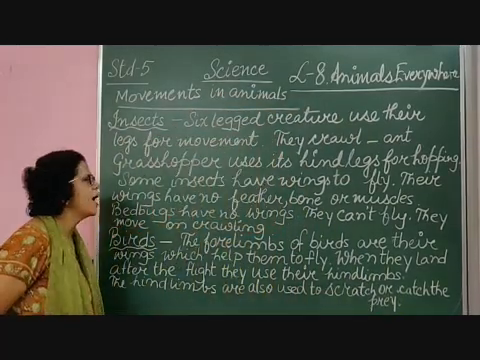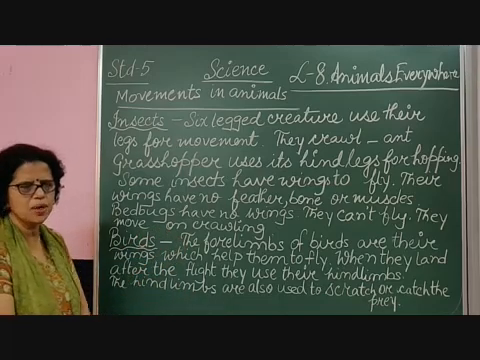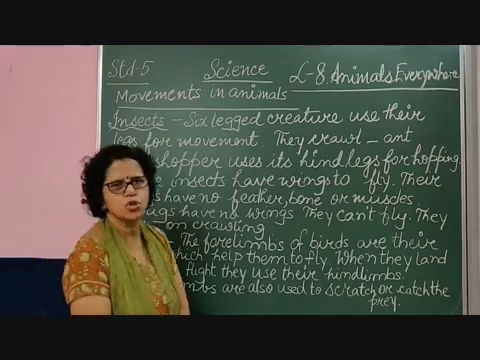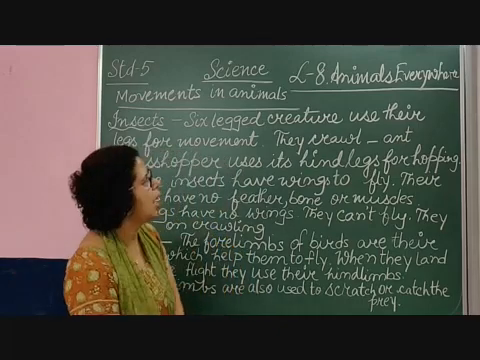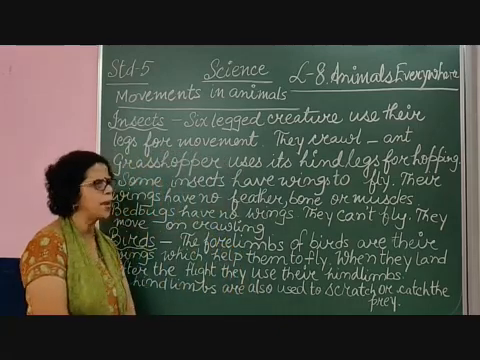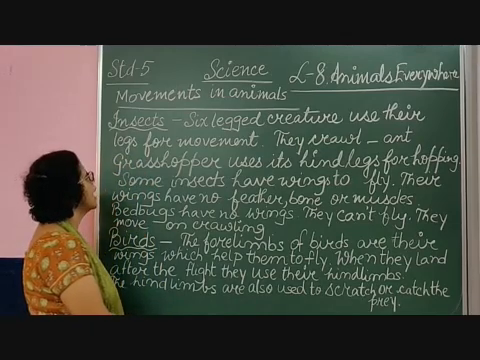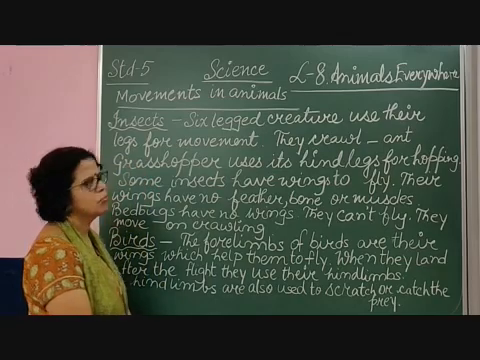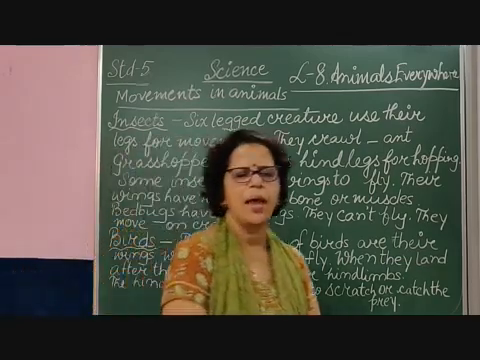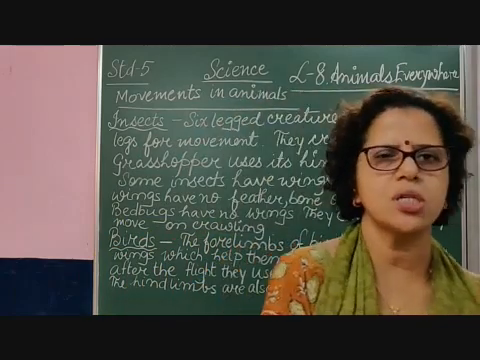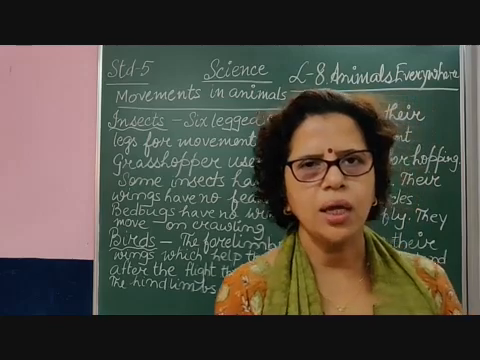Now insects, they have 6 legs, means 3 pairs of legs. You must have watched a cockroach or an ant or a grasshopper. They all have 6 legs, means 3 pairs. And they are 6-legged creatures, they use their legs for movement. Okay. Some of them crawl, like ants and cockroaches. You must have seen ants and cockroaches crawling.